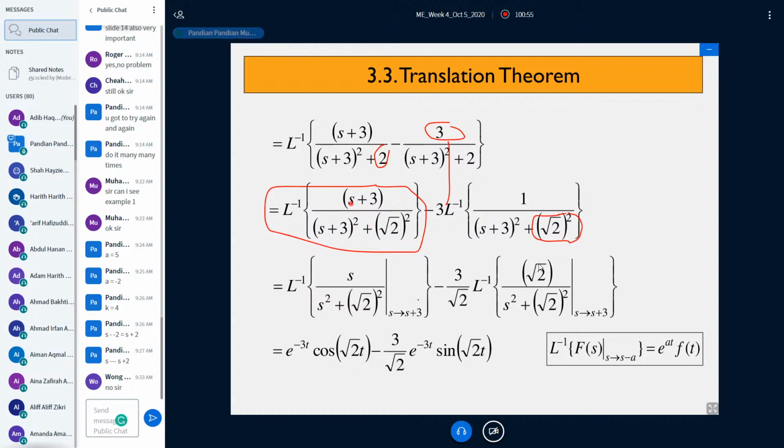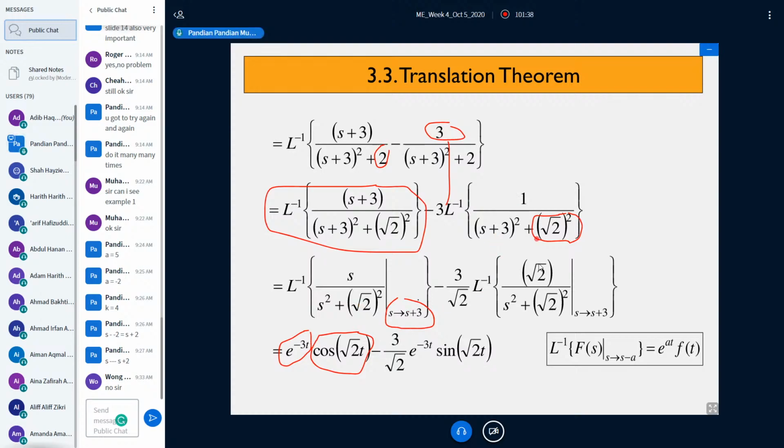This one, because s plus 3, you use the translation theorem. That is inverse Laplace of F of s minus a is e power at times f of t. So your a is minus 3 here, minus 3 because s minus of minus 3. So therefore, e power minus 3t. This one is cos. From where? From the table 3.2, slide number 5. Cos root 2t, not 2t, root 2t, because root 2 squared. The formula says root 2, k here is root 2.